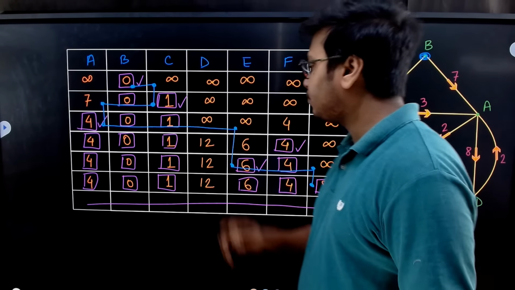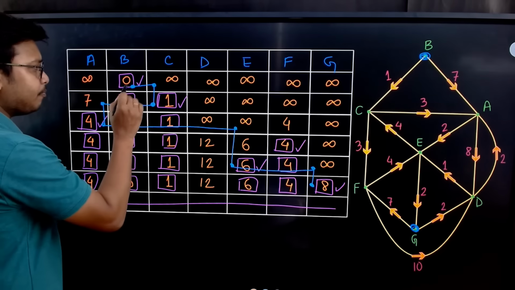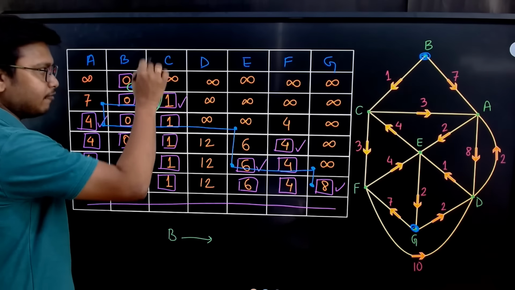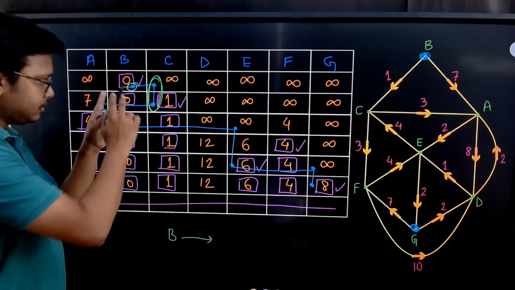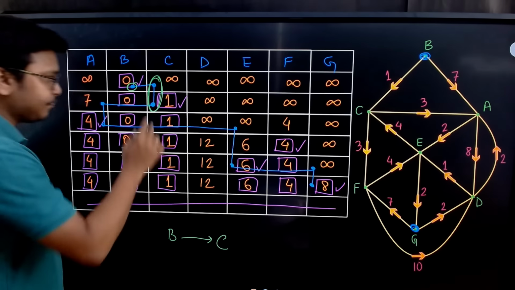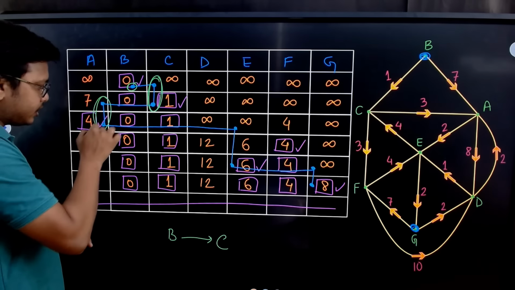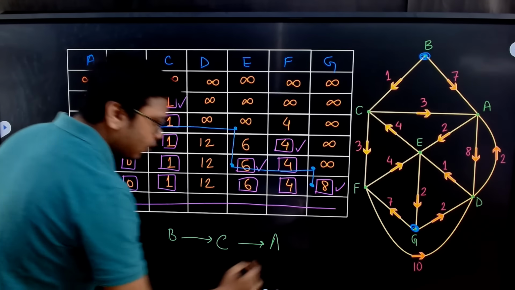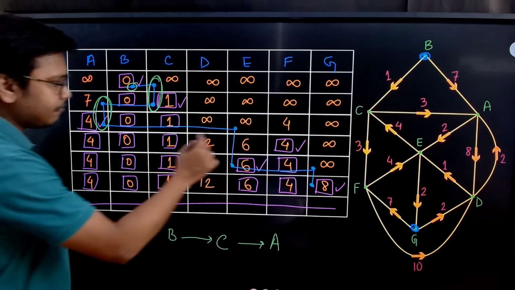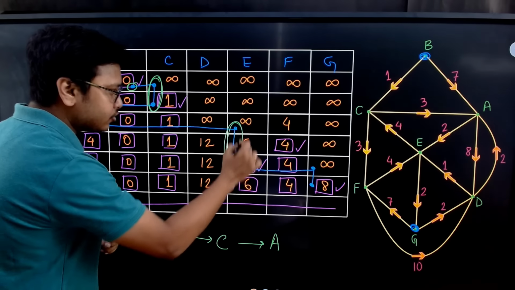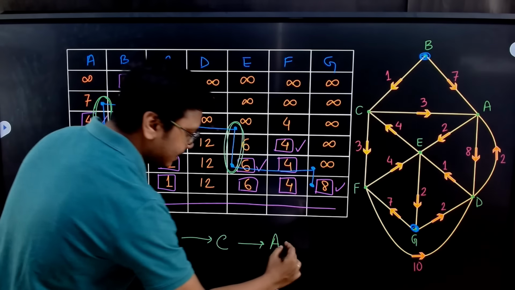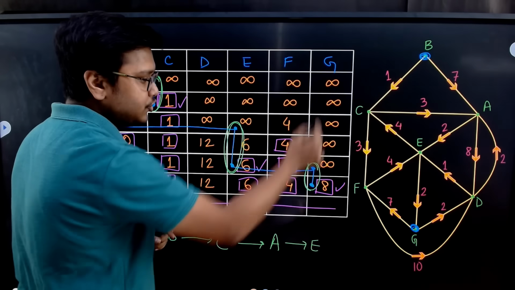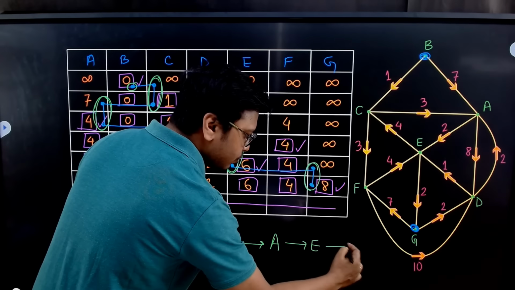Now let's try to figure out the path. We have started from B, and we have gone to the column of C, so that means we have traveled from B to C. From C, we have changed our direction over here, which is in the vertex A, so from C, we have gone to A. From A, again we have changed our direction at E, so from A, we have gone to E. From E, again we have changed our direction at G, so from E, we have gone to G.